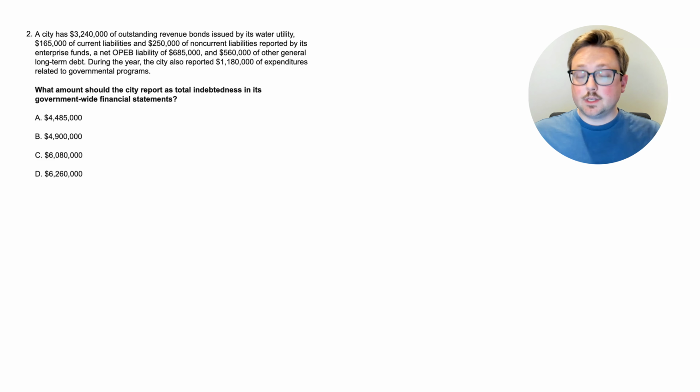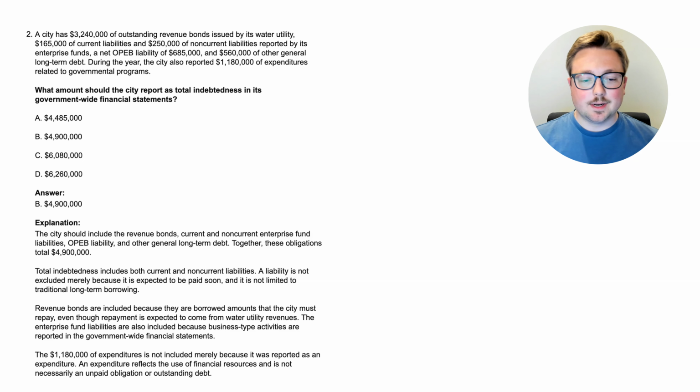Okay, so out of all these numbers, based on what we learned in the previous question, you might have an idea of what's going to be included, but there's a few things in here that we haven't talked about yet. If you want, go ahead and give this a try. Pause the video, add up what you think would be included in the total indebtedness, and when you're ready, come back, we'll look at the answer together. All right, here we are. The answer is B, $4,900,000.